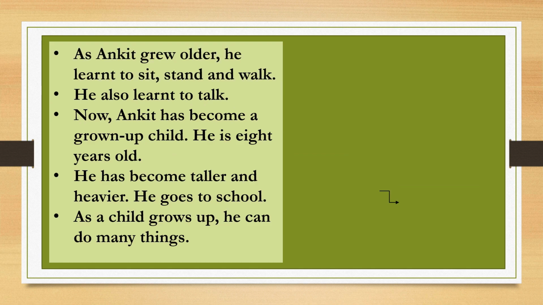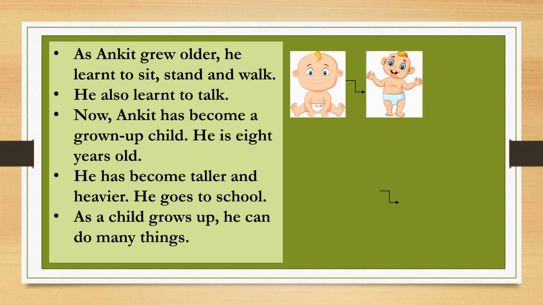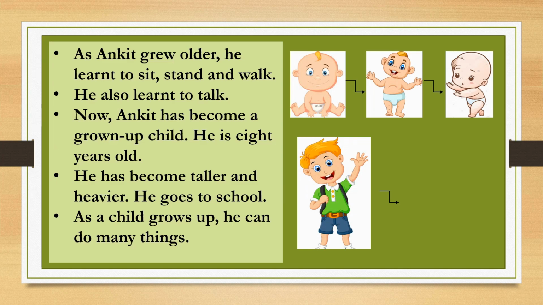As Ankit grew older, he learned to sit, stand, and then walk. He learned by time. When he grew older, he first learned to sit, and then he started standing, and then he started walking, and even talking after some time. Now Ankit has become a grown-up child. He is 8 years old now. He has become taller and heavier. He goes to school.